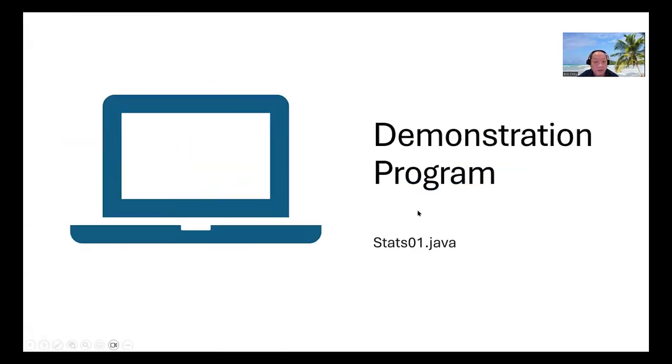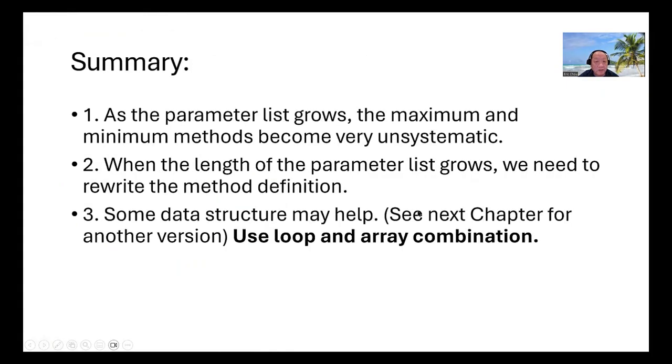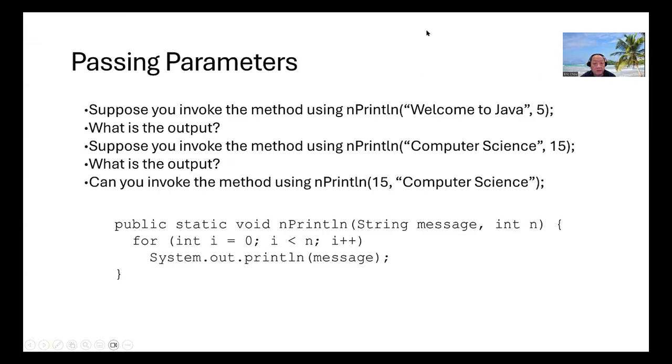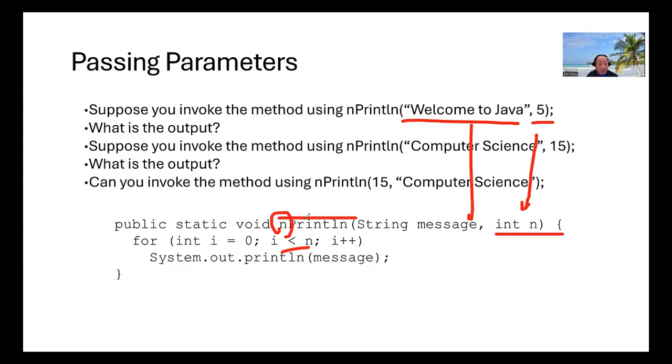Statistic functions. So this one calculates the sum, maximum, minimum. Okay, this one we don't demonstrate in class. And then we have call by value. Call by value means that you pass the value to the function. So here you have the welcome to Java message. You pass the value to the function. This function called nPrintLine is a print line for n times. So you do a for loop for n times to print out the same message. It's called nPrintLine. It prints out the line for n times.